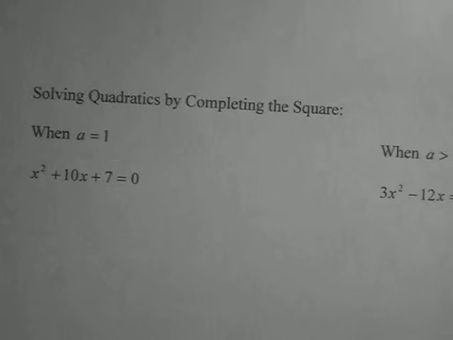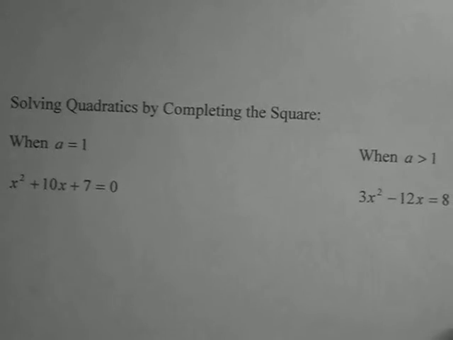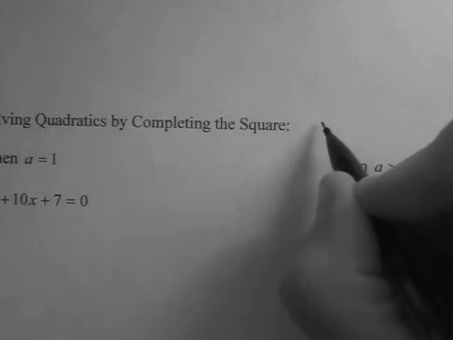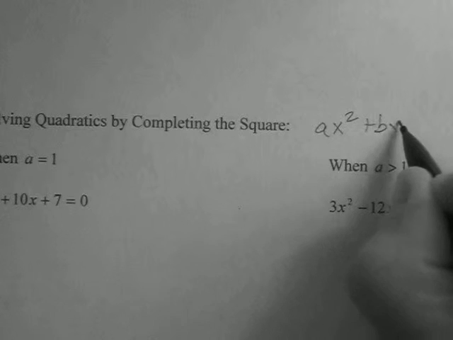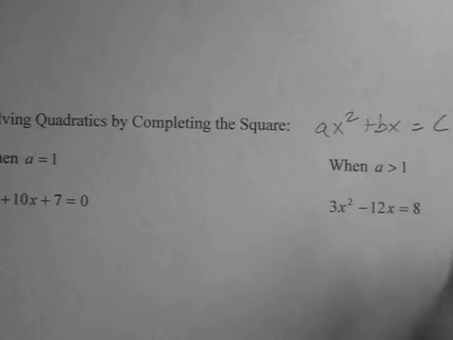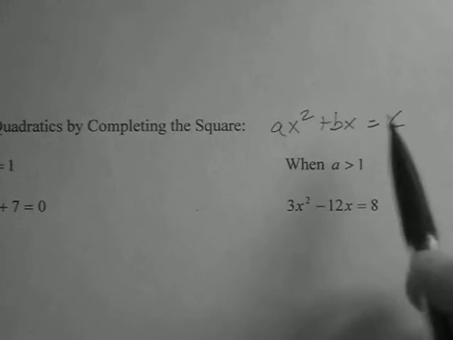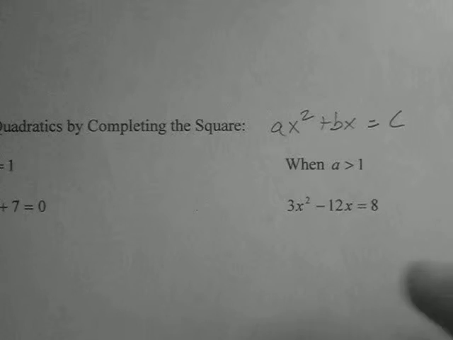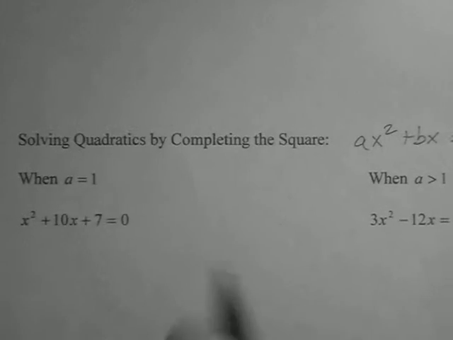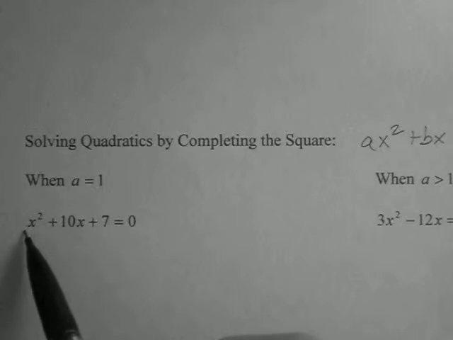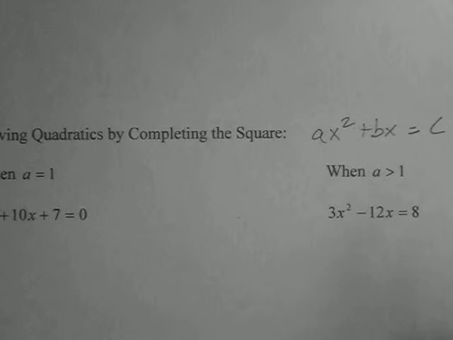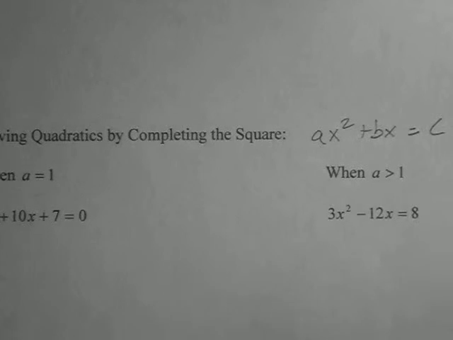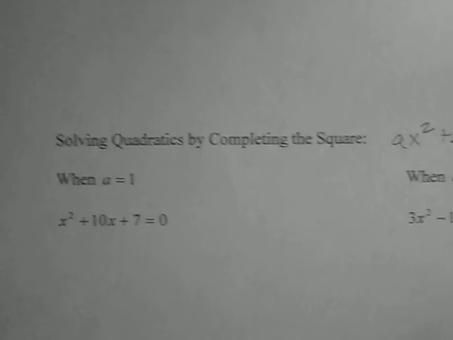When you solve quadratic equations by completing the square, you have to make sure that you are in the form ax squared plus bx equals c. So this is different than factoring, where you have everything on one side of the equation. There are two types. One is when a equals 1, this leading term is 1, and one is when a is greater than 1. They're basically the same. There's just one extra step you have to do when there is a leading term that's greater than 1.